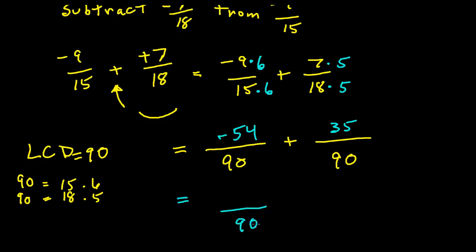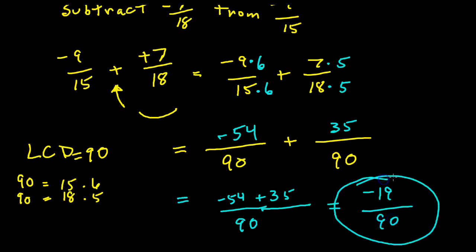So 90 is going to be my common denominator, and upstairs minus 54 plus 35 looks like minus 19 to me. So I'll write it minus 19/90ths. And that can't be reduced. 90 is not a multiple of 19, so there are no common factors to simplify here. All right, that was example 11 in the book.